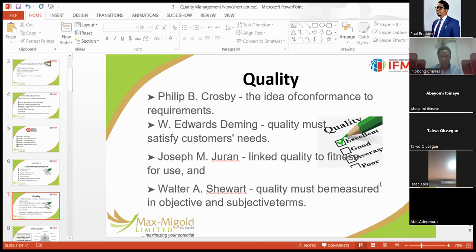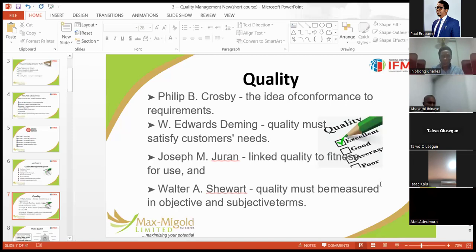Then Walter said that quality must be measured in objective and subjective terms. This means that when you are operating a manufacturing company, it's easy to measure quality. It's easy to determine quality because for a manufacturing company, every product has specification. There are quality criteria around that product. For example, if maybe a loaf of bread, you look at the length, the breadth, the height, and all that. So it is measured, it is objective. Your phone, it will be like, oh, the weight and all that. It is something very objective.